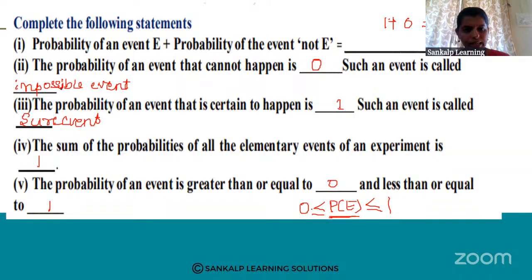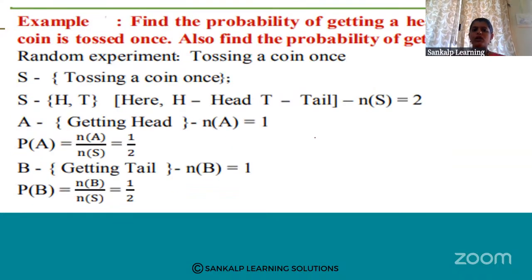Next, we'll solve some examples. Find the probability of getting a head when a coin is tossed once. Also find the probability of getting a tail. You are tossing a coin once. So if you toss a coin once, how many results will you get? Only head and tail, right?